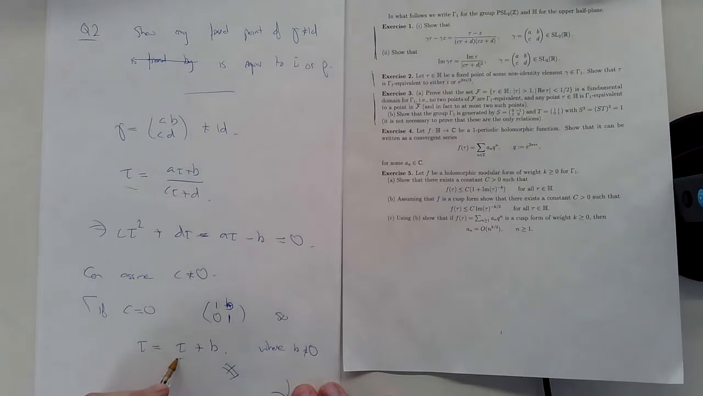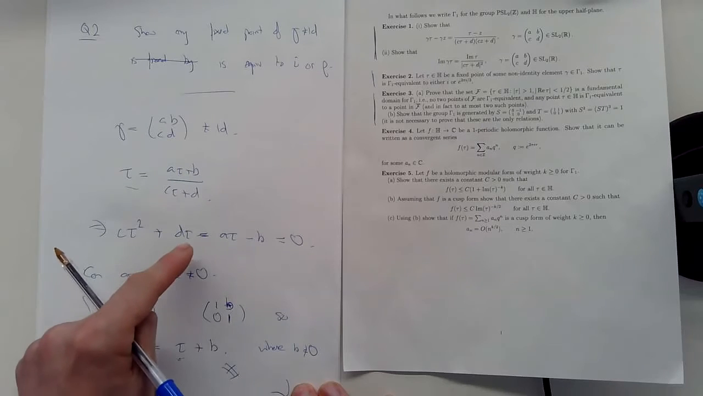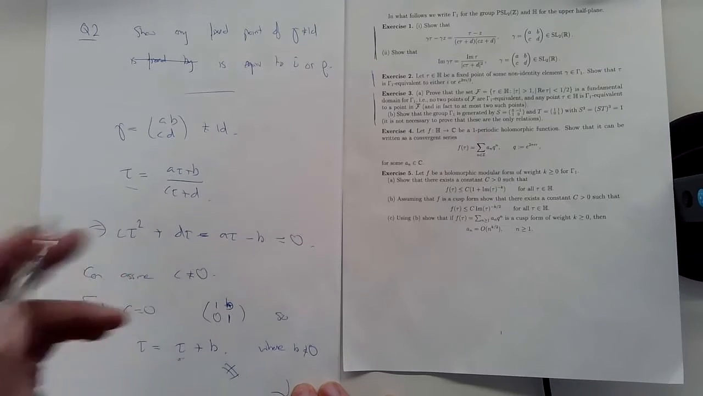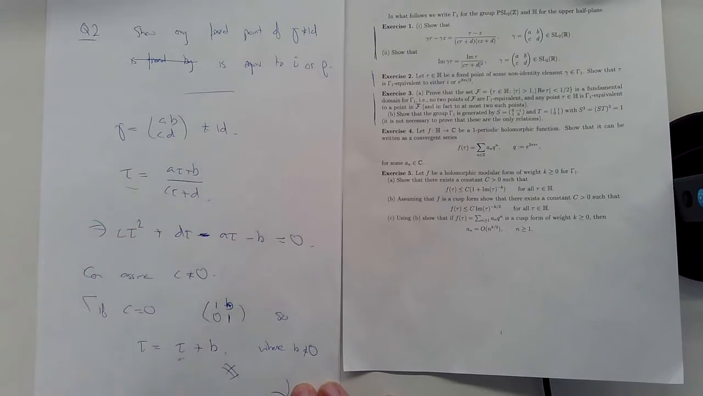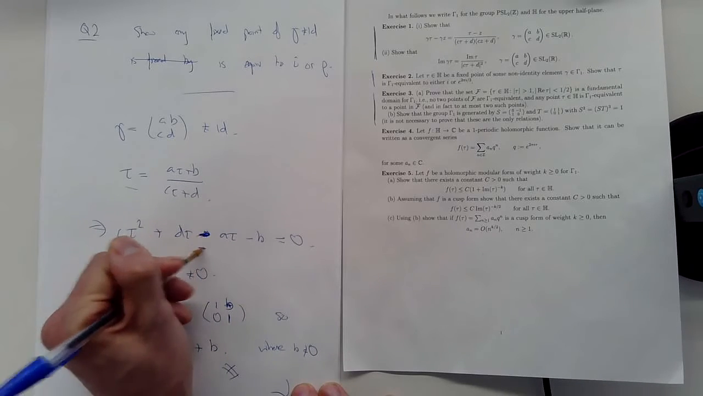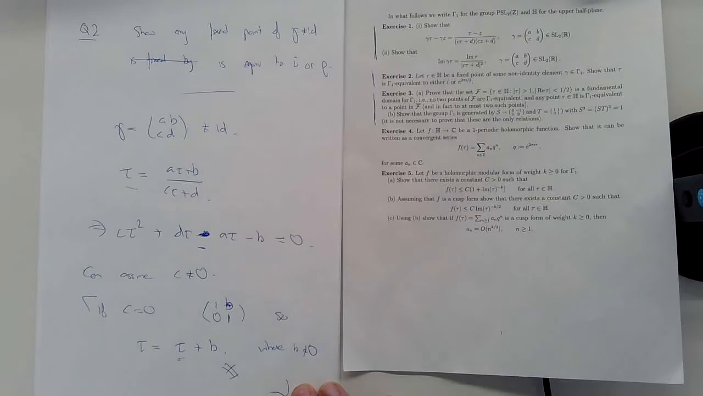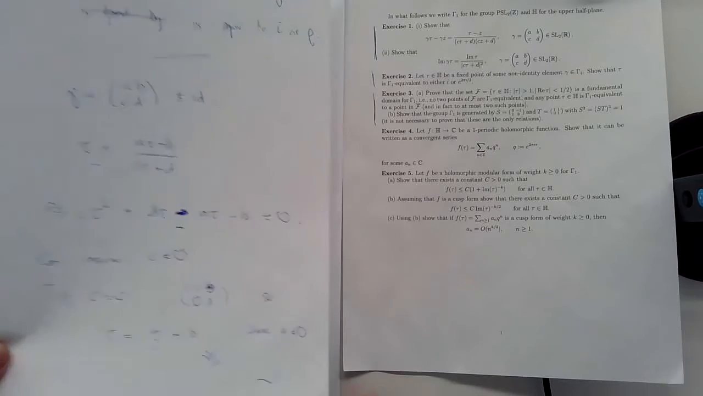So C tau squared plus D tau equals A tau plus B. And I wanted to take everything over to one side, that's a minus sign. So up to usual sign errors, you should get something like that.